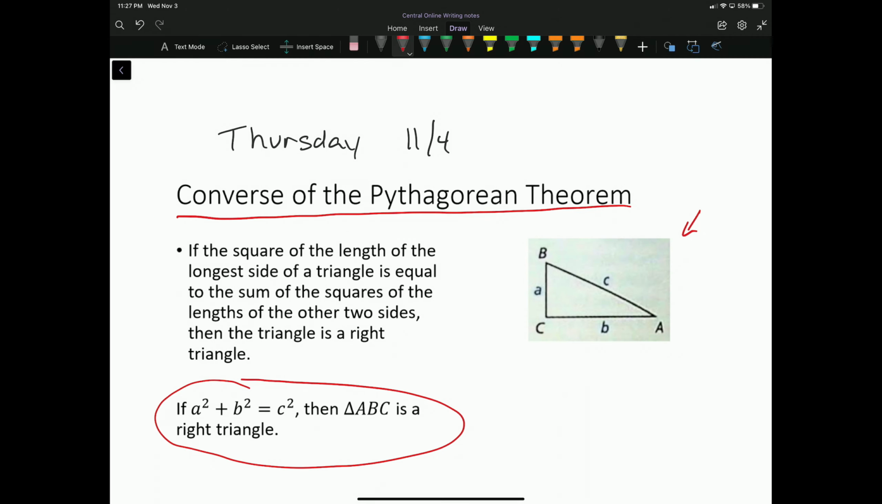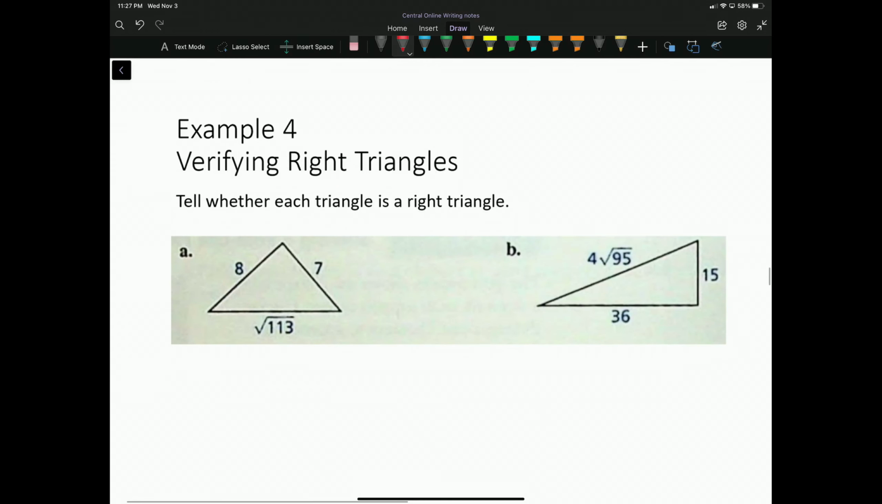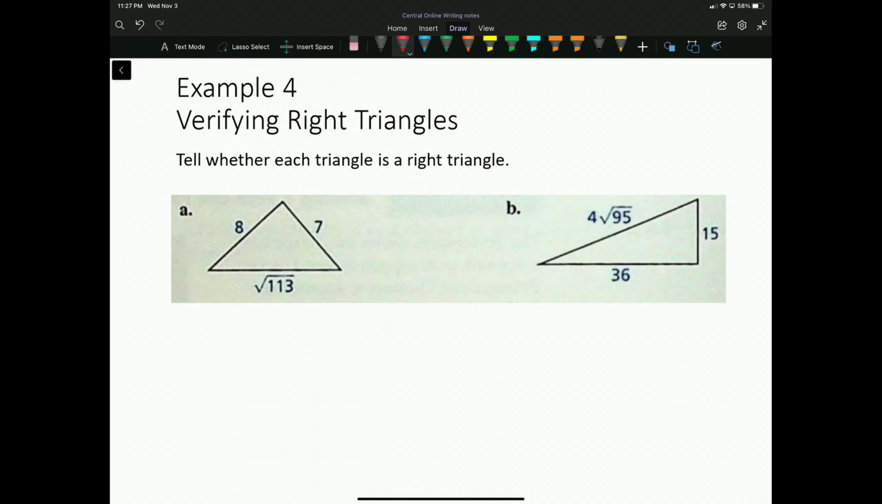Okay, you should have had that written down by now. With the Edpuzzle, it will pause it for you. So let's start with our first example, right? We're going to tell whether each triangle is a right triangle. So we're going to use our Pythagorean theorem, right? Let's go and write this down. We have a squared plus b squared equals c squared.